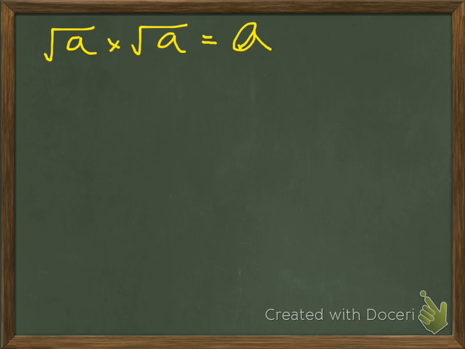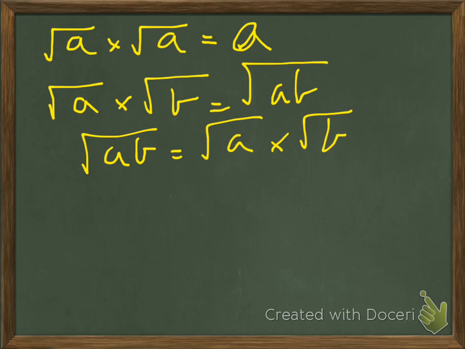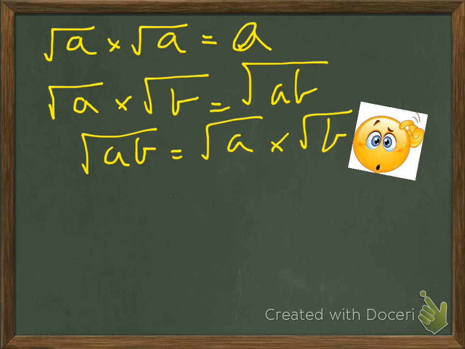Now we've got that, there's also another rule, which is the square root of a times the square root of b equals the square root of ab. You can even write that the other way. Square root of ab equals the square root of a times the square root of b. What is all this crazy madness that he talks about? Well, this is what it means.